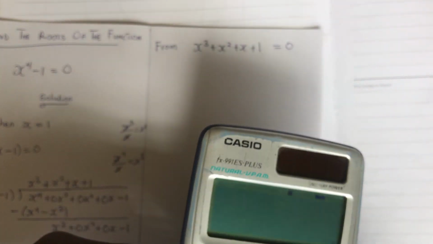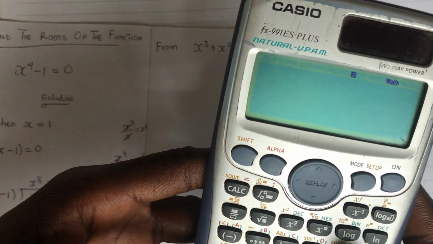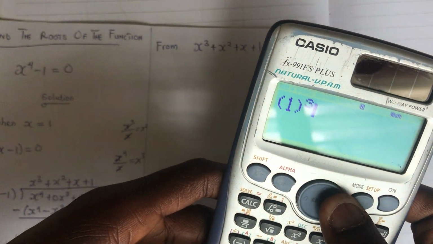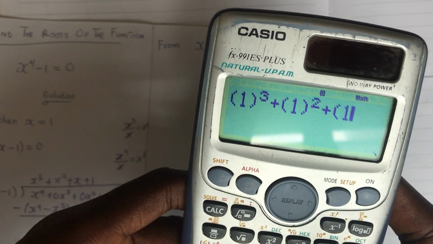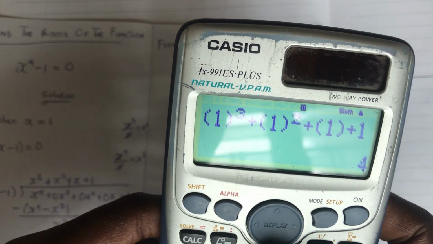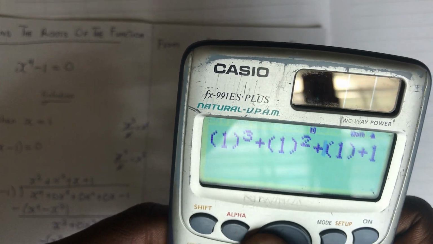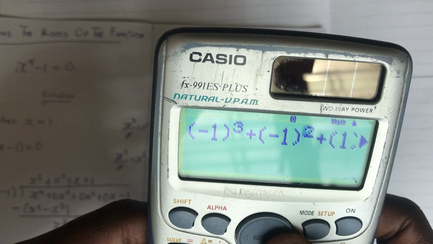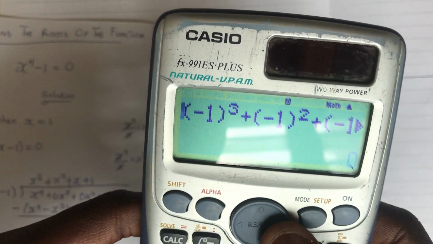So now let's inspect. We have x cubed plus x squared plus x plus 1 should be equal to 0. So let's use the value 1. X cubed plus x squared. We are assuming that x is equal to 1, so 1 plus 1 plus 1 plus 1. And what result are we getting? We are getting 4. So this means 1 is not a factor of the function. So let's use negative 1. So this is negative 1, negative 1, negative 1. Now, you see, the result is giving us what? 0.